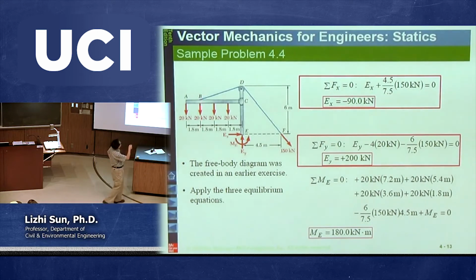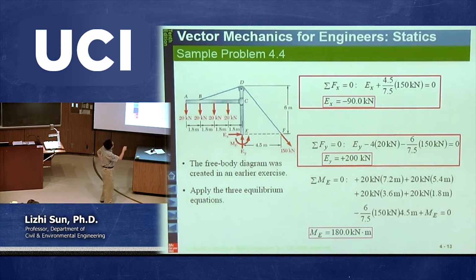How about the other one? You have another 20 acting on point B. What is the moment of this force at point E? It's going to be 20 times the shorter distance D. That's from E to this force line. That's 3 times 1.8, which is 5.4. So 20 times 5.4. This moment due to that force is also counterclockwise, so that's why I put the positive sign in front.